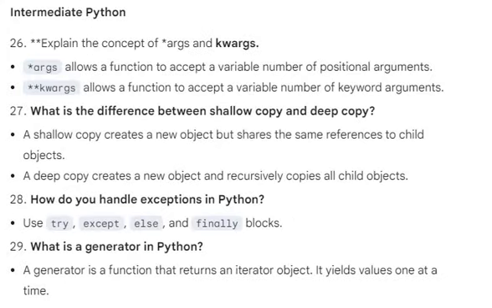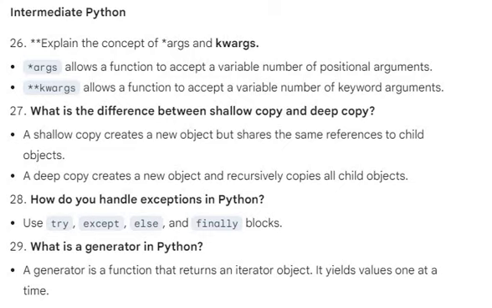Let's cover intermediate Python questions. The first one is: explain the concept of *args and **kwargs. *args allows a function to accept a variable number of positional arguments. **kwargs allows a function to accept a variable number of keyword arguments.